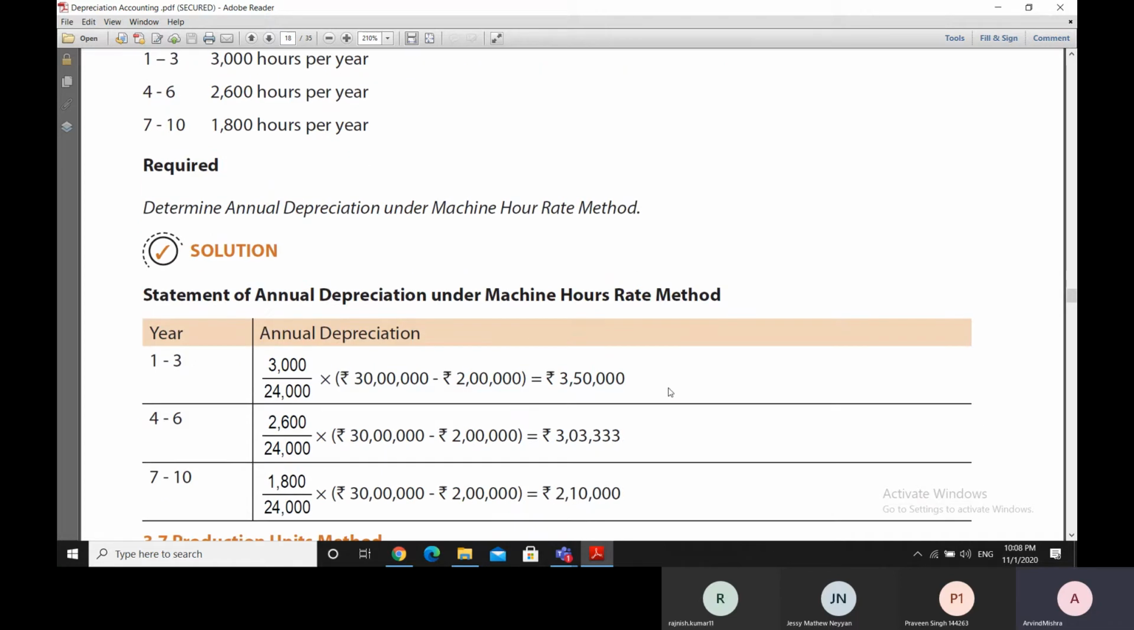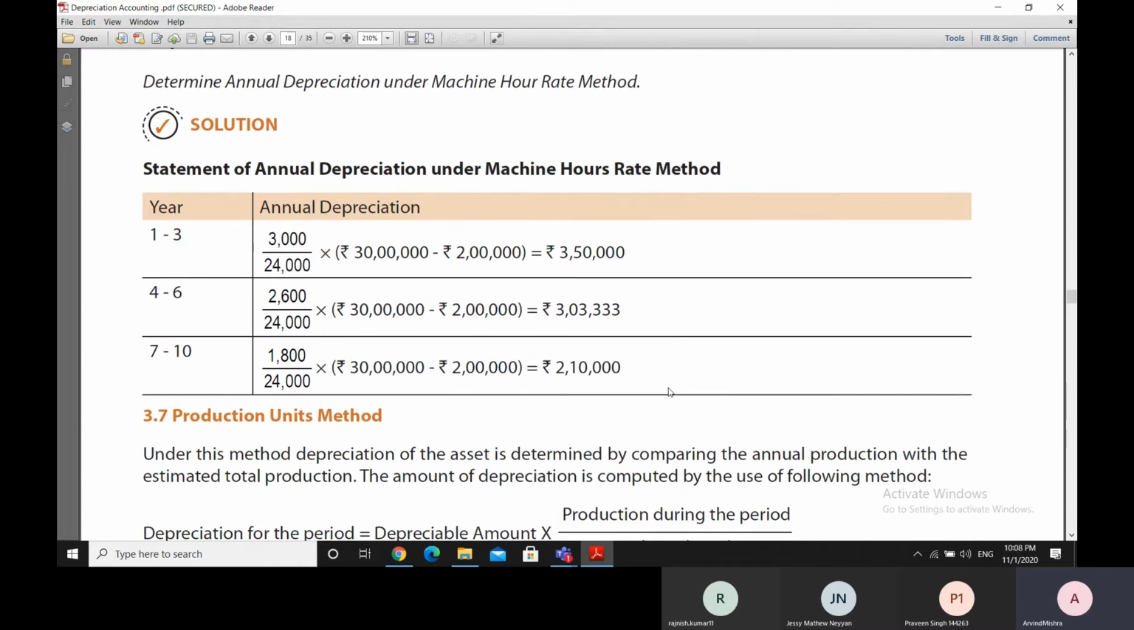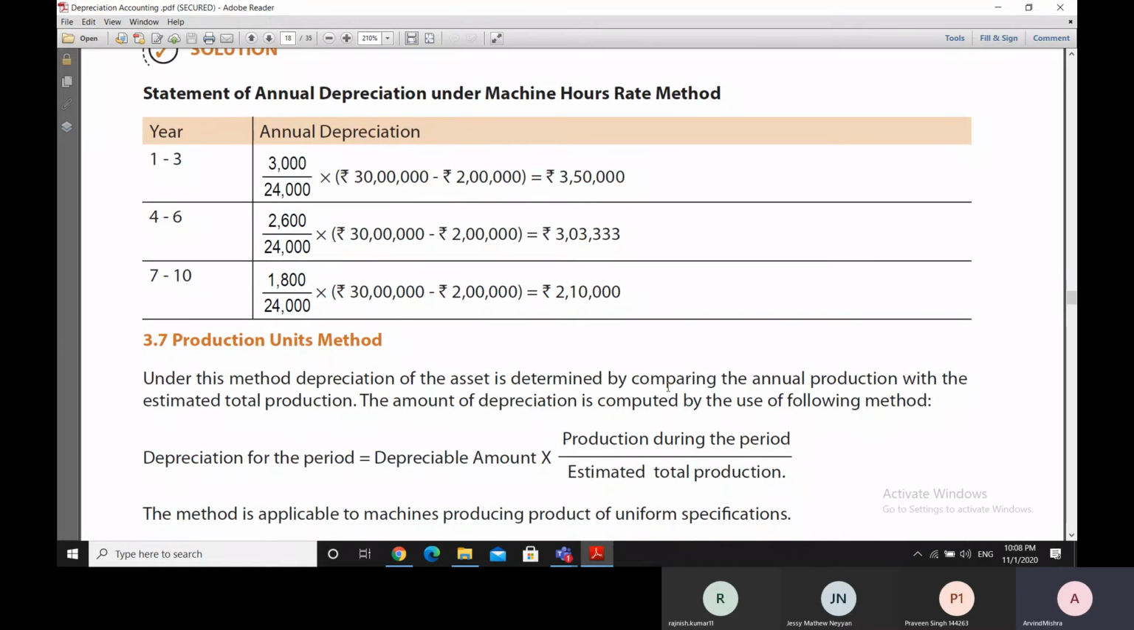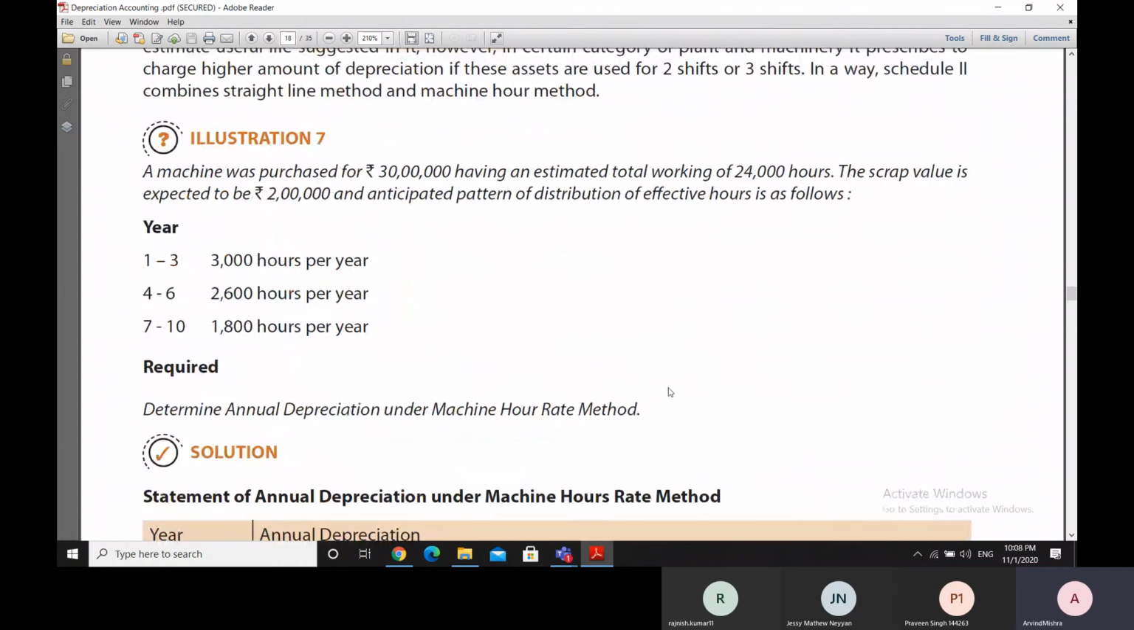Similarly, for the 4th to 6th year, we'll use a value of 2,600 upon 24,000 into the 28 lakhs. So that comes to 3,03,333. And from the 7th to the 10th year, we'll use a figure of 1,800 because the machine is expected to work for 1,800 hours every year. So out of the total 24,000 hours in the entire useful life of the machine, we use a fraction of 1,800 upon 24,000 of 28 lakhs, which is 2,10,000 rupees per year. So this is how the depreciation will be calculated in the machine hour rate method.